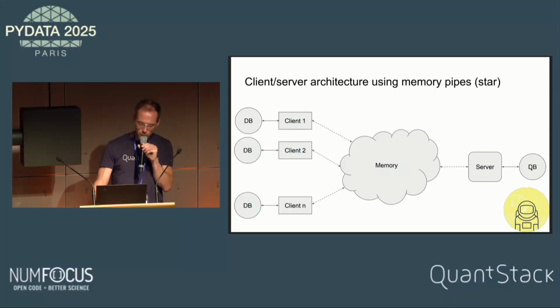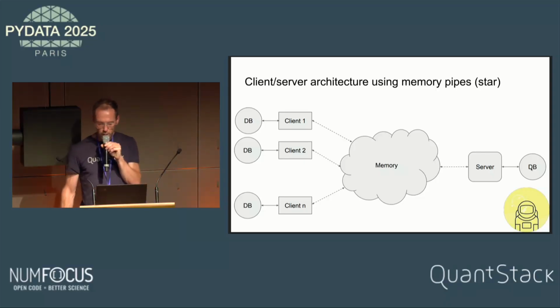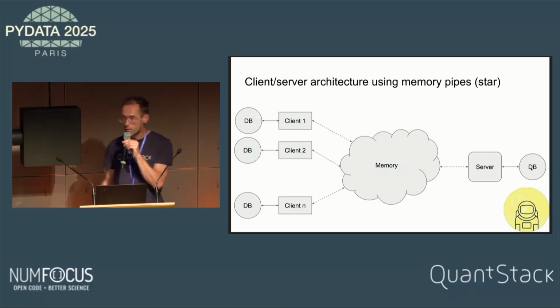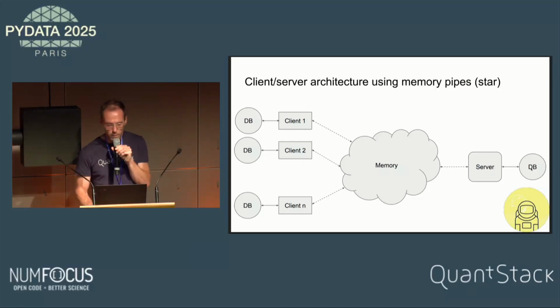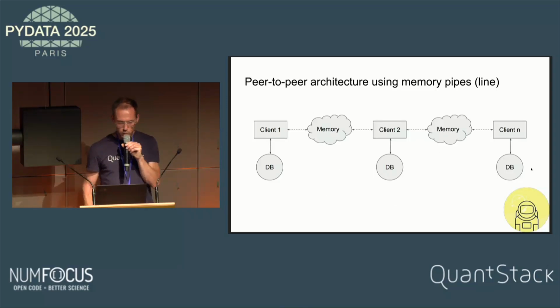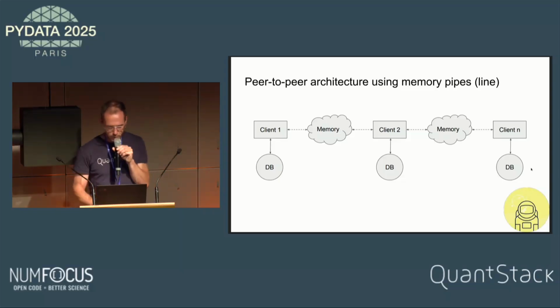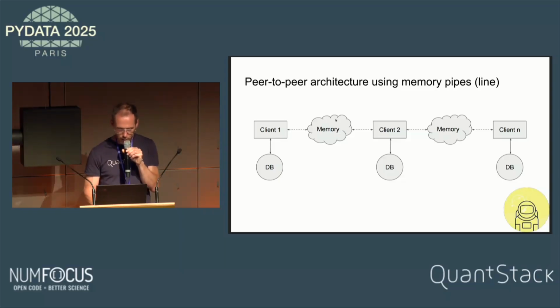The second is a client-server architecture using memory pipes, to show that the transport layer also matters, because memory pipes are much faster if you're working on the same machine. And the third is a peer-to-peer architecture using memory pipes. So that's the line topology that we saw before, where each client has their own copy of the database, and they are just connected to adjacent peers.